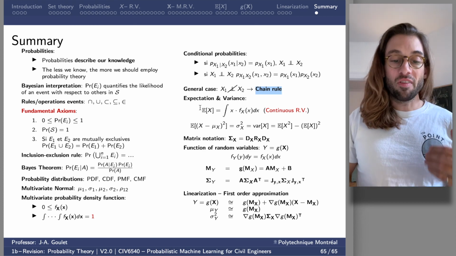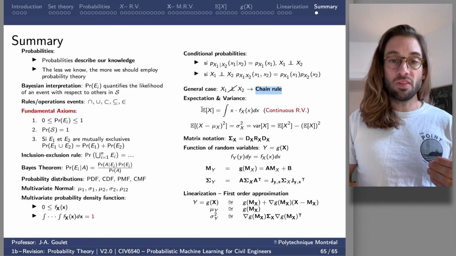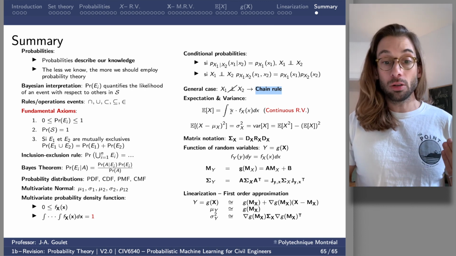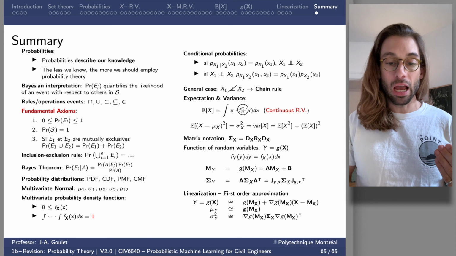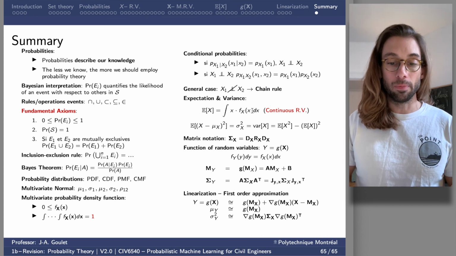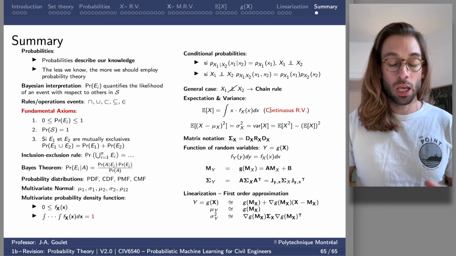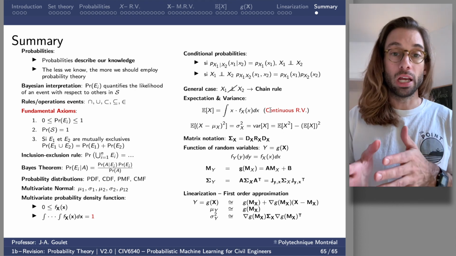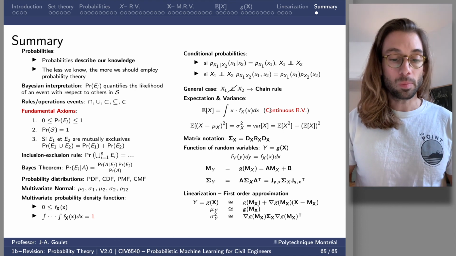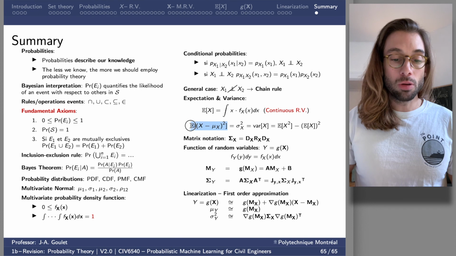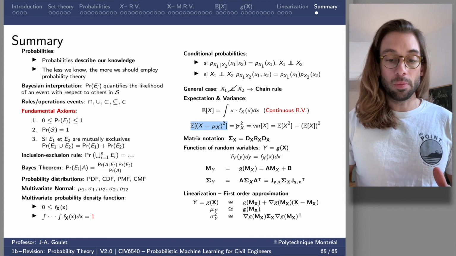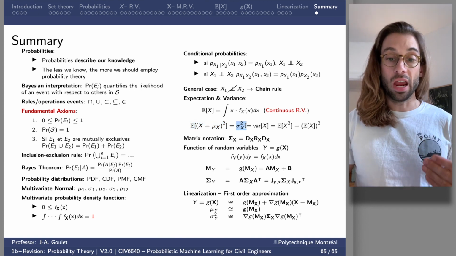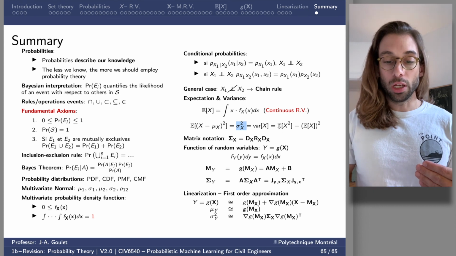So we saw the concept of expectation and variance. The expected value is going to be the weighted sum or integral of the possible outcomes times their probability density or probability. Okay, this is for a continuous random variable. In the case of a discrete one, we're going to replace that integral by a sum. Then we have the centered moment of order 2.